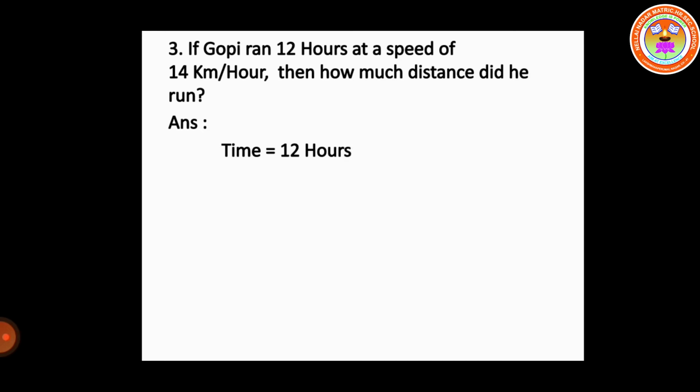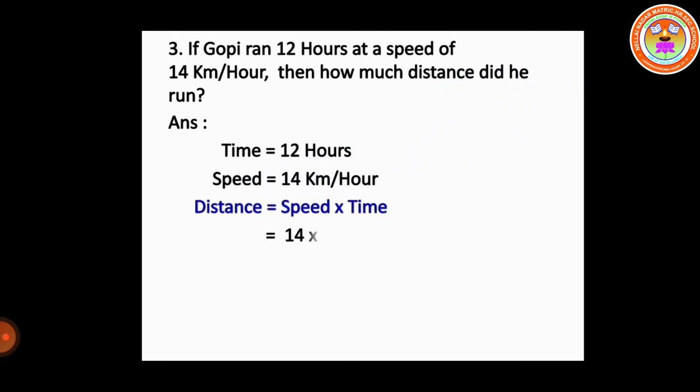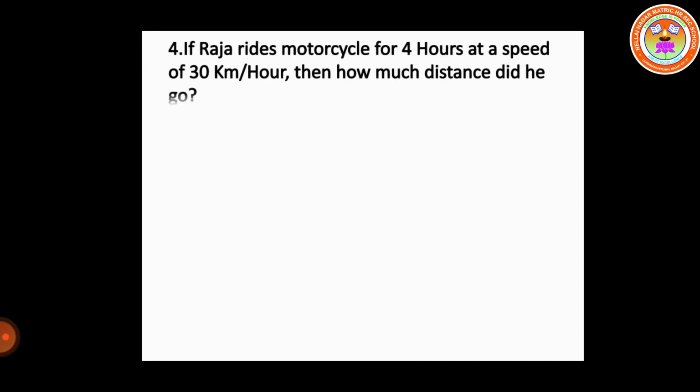For that they given time is equal to 12 hours. Speed is equal to 14 kilometer per hour. What is the formula to find the distance? Speed into time. Substitute the values. 14 into 12. When we multiply, we will get 168. What is the unit? Kilometer. So, the distance run by Gobi is equal to 168 kilometer. Hope you understood. Next, we will see the fourth question.